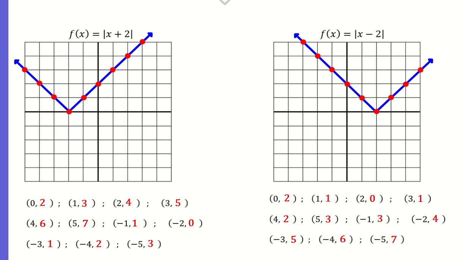Write these things down, if you would. This +2 moved the parent graph to the left 2 notches, which, here's the baby elephant in the room right now, seems backwards. A +2, and we're moving to the left.